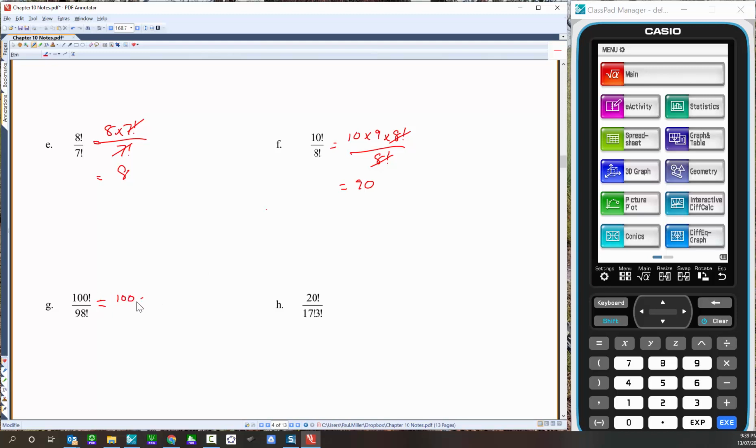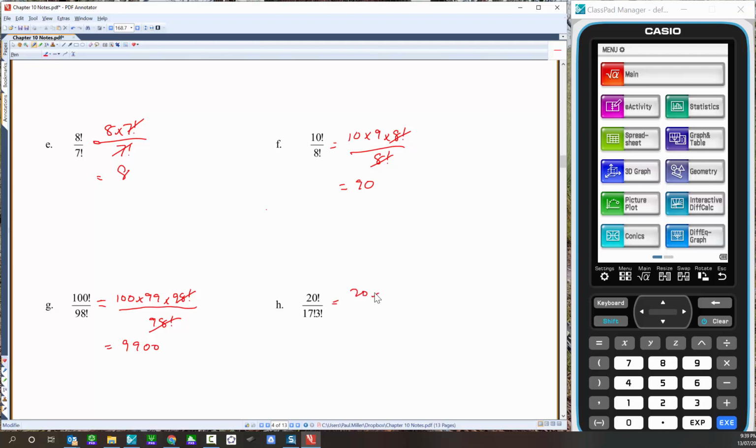Not really. 100 times 99 times 98 times 97 times 96. But forget that. I'm not going to do any of that because the 98 factorials cancel out. This is just 99 times 100, which is 9,900.